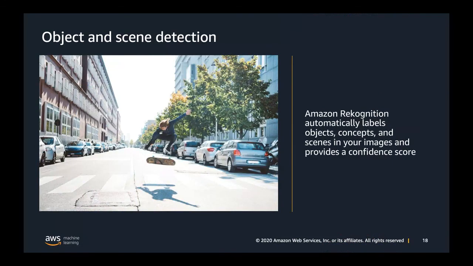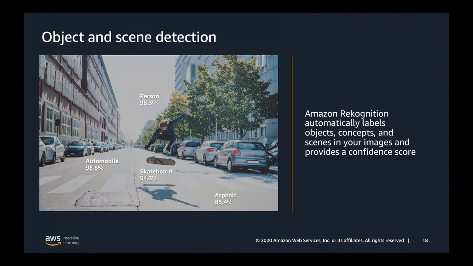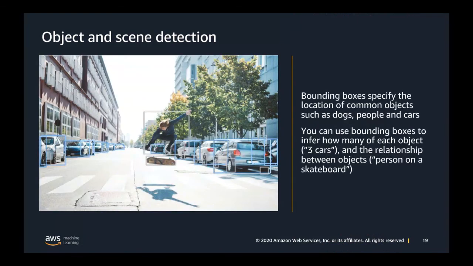Object and scene detection, so pulling out those labels and objects from an image. Amazon Rekognition provides what's called a confidence score. So it'll give you the confidence, if you will, or the likelihood that it sees a human in this photo, or that it sees what it thinks is a skateboard in this photo. And it does that through the confidence score there, as you see. And it's able to isolate different objects and images in a given scene and tell you who or what, or the likelihood of who or what is there.